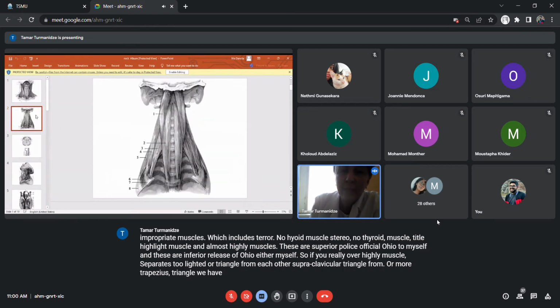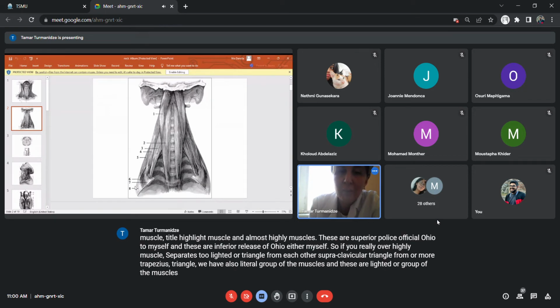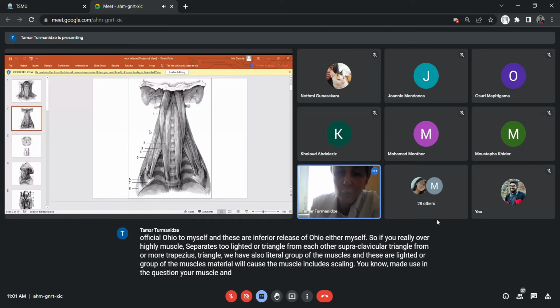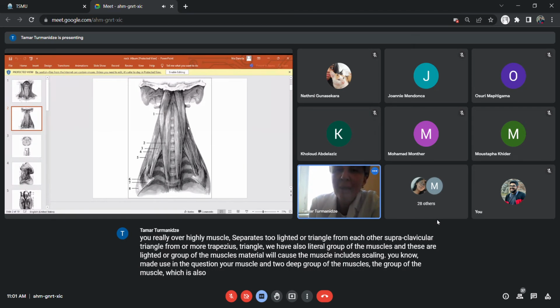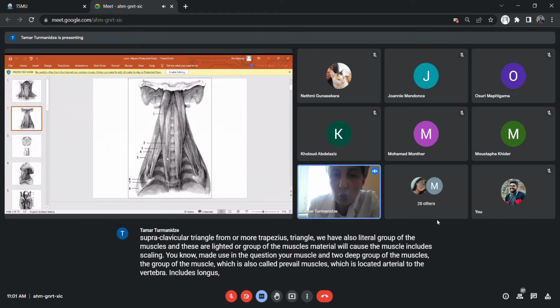We have also lateral group of the muscles. Lateral group of the muscles includes scalenus anterior, medius, and posterior muscles, and the deep group of the muscles, which is also called prevertebral muscles, which is located anteriorly to the vertebra, includes longus capitis muscle and longus colli muscle.